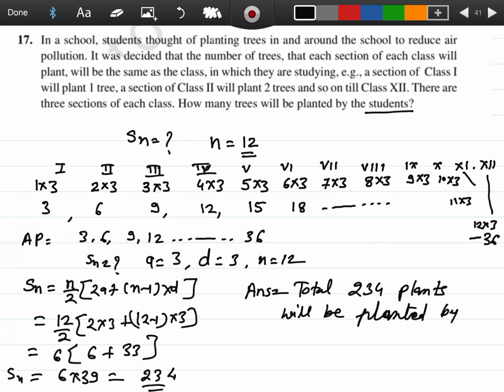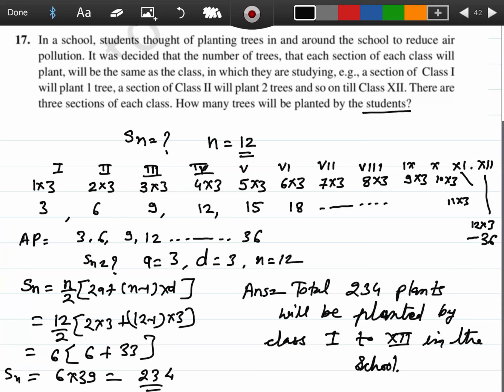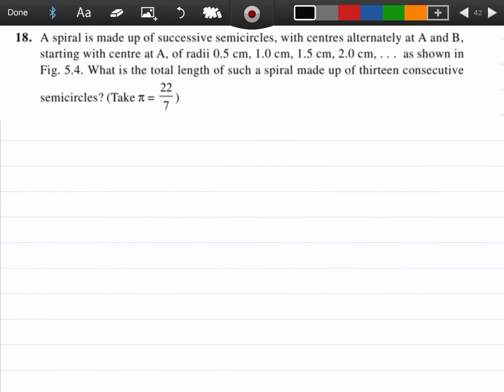Total 234 plants will be planted by classes 1 to 12 in the school. I hope, children, you will learn that.